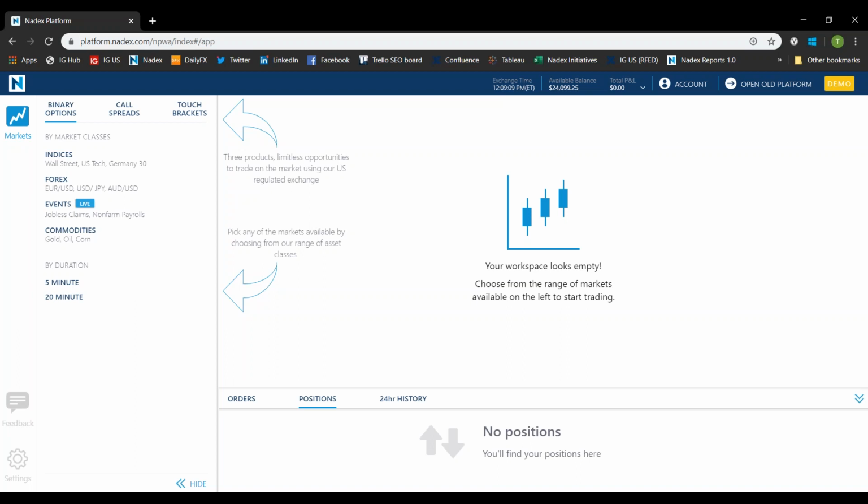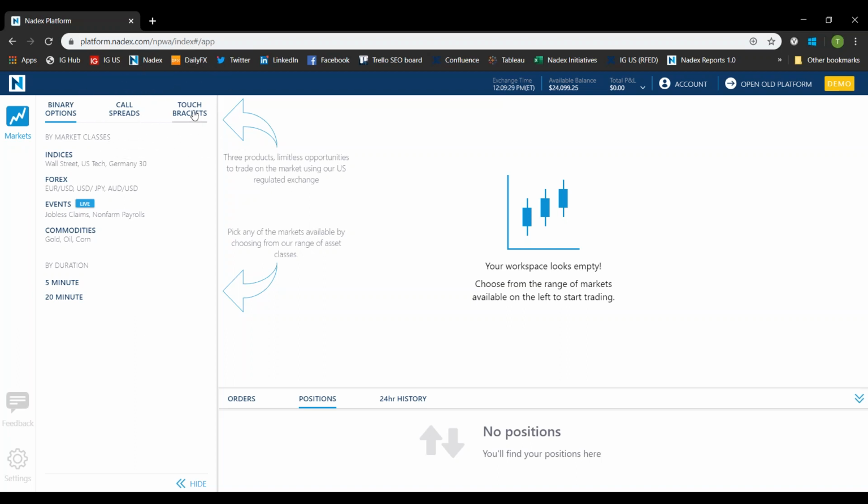Before I jump into binary options and knockout options, I want to give you a little bit of lay of the land. If you've never been to the new platform before, it is broken up into 3 sections. You'll notice on the left-hand side, we've got all of our products listed by market class and by product type.